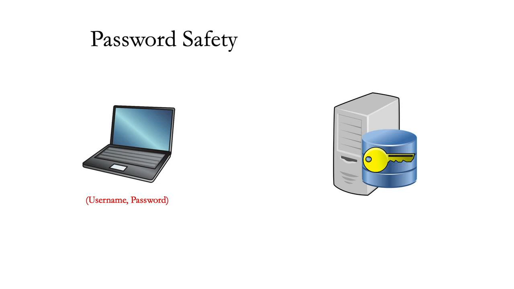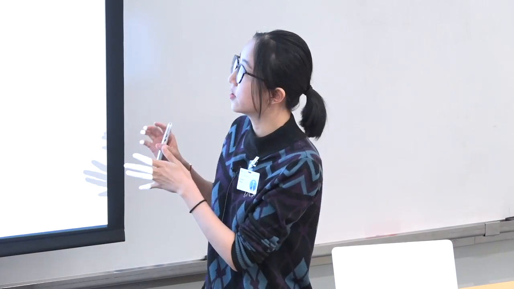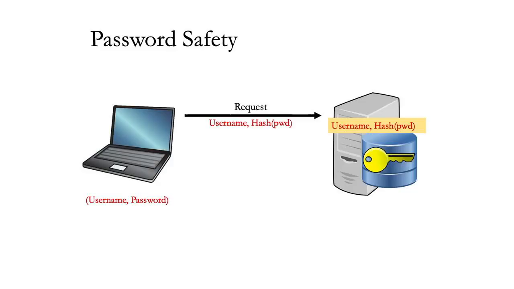When the user signs up, it will send its username and hash of its password to the server, and the server will store them locally. And later, when the user is requesting a token, it will send its username and hash of its password to the server. So the server can verify if these two hash values are the same. If they are the same, then the password is correct, so it will issue the token.